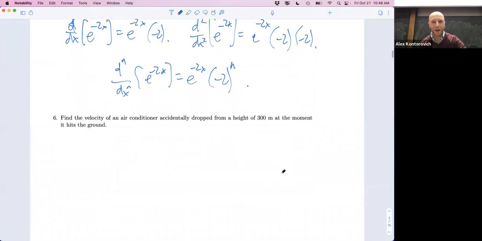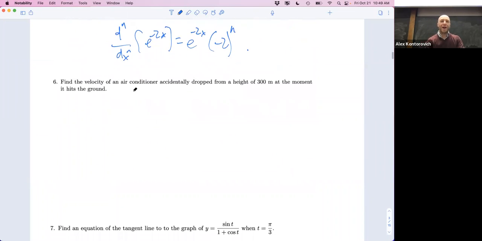Next. Find the velocity of an air conditioner accidentally dropped from a height of 300 meters at the moment it hits the ground. You're going to kill somebody. It's a word problem, so I've got to draw a picture. Well, I have 300 meters up here. There's an air conditioner. You guys need to get somebody to help you install these things, because there it is falling to the ground, and there goes your air conditioner. Right. What is the equation of motion?